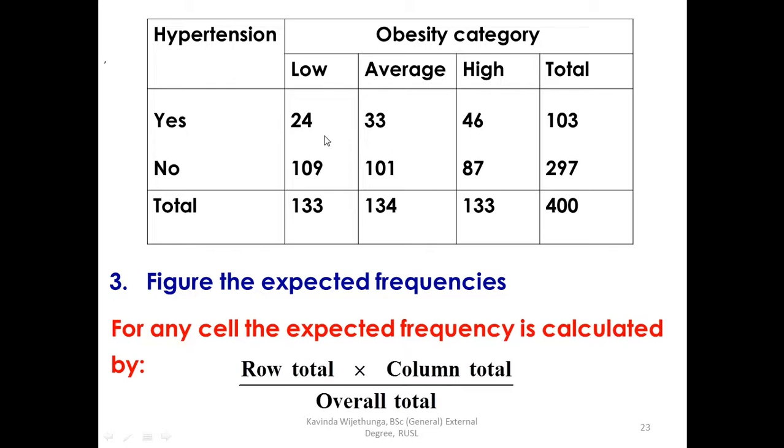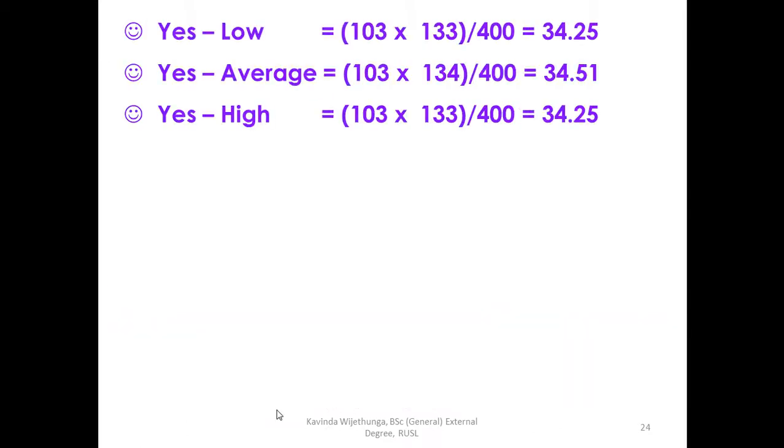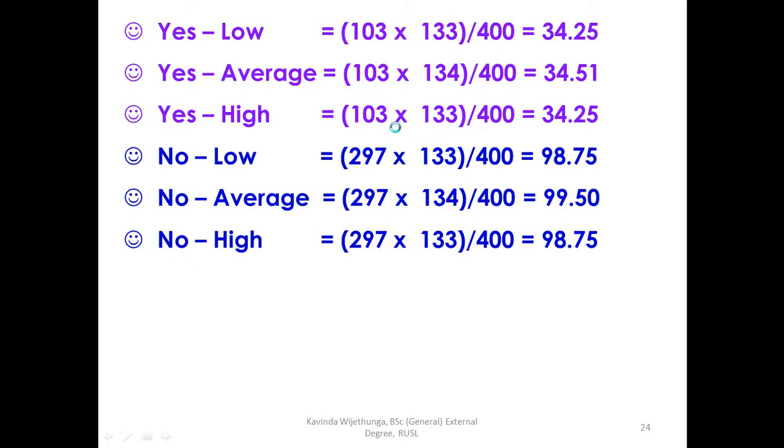Then how can you find the expected frequency here? Row total is 103 multiplied by 133 divided by 400. This is the way of finding the expected value in these types of contingency tables. Like this way you can find. We will do one by one how we can find those things.